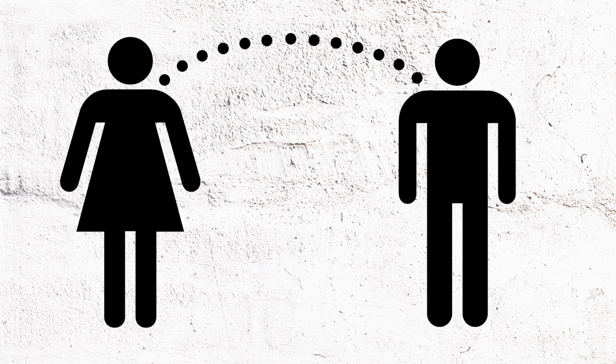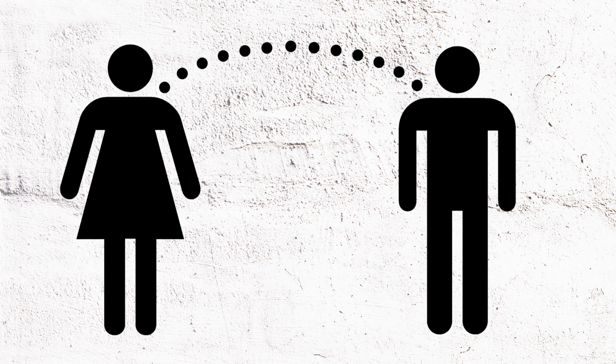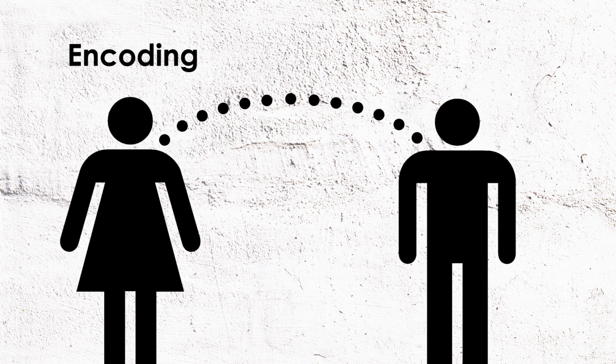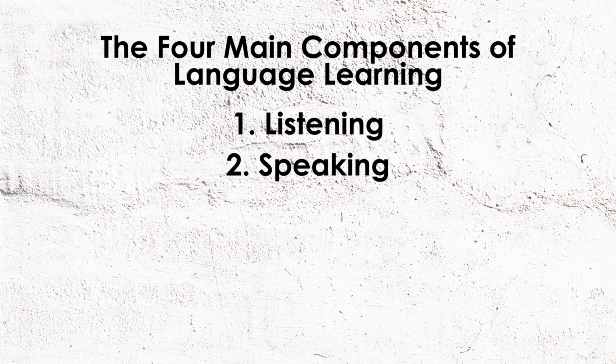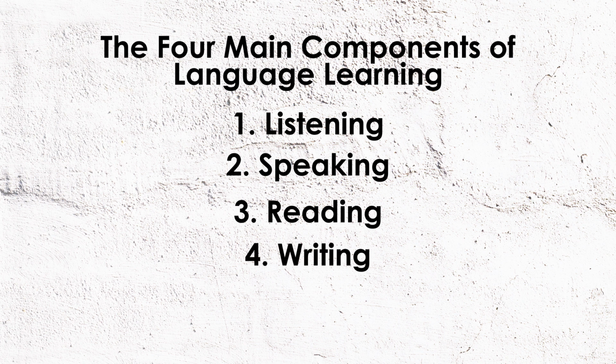When you speak or write, you're sending a message, and sending messages is called encoding. To truly receive and understand that message you're sending to me, I have to decode it. And I decode a message by listening or reading. The four main components of language learning are listening, speaking, reading, and writing. Keeping these four categories in mind helps us remember generally what skills need to be addressed, no matter what language we're learning. However, there are several factors that complicate learning a language.